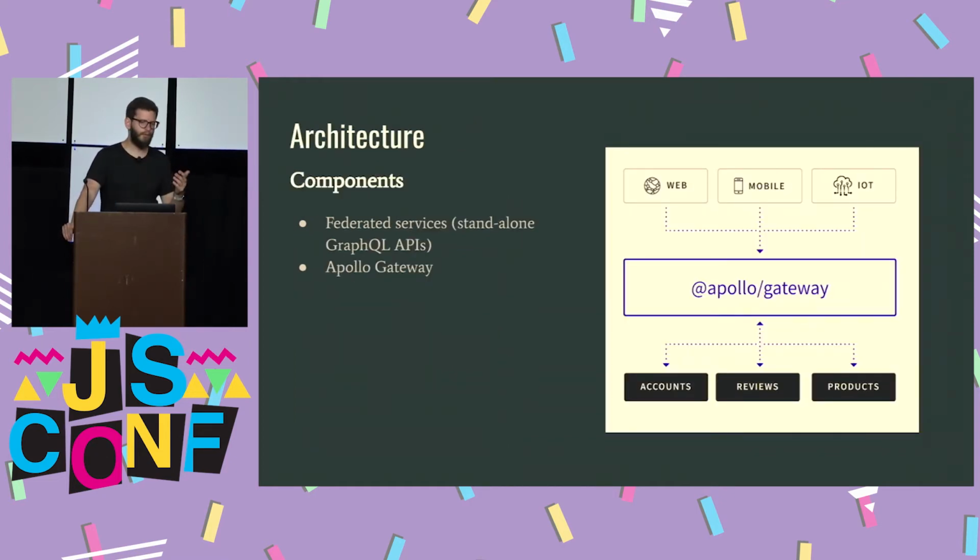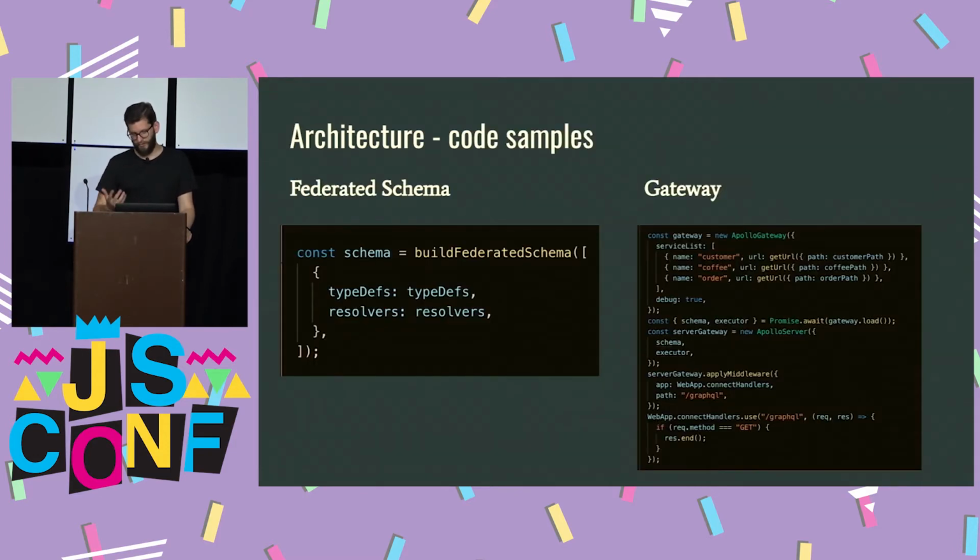So coming back to the architecture, all you need is different federated schemas and this Apollo gateway. And Apollo is providing you with both of those. Just to give you a quick overview of how much code you would need to set it up, except the code I showed you already, it's just this. Instead of inserting your schema into your Apollo server, you just wrap your schema with this build federated schema function and insert it into your Apollo server.